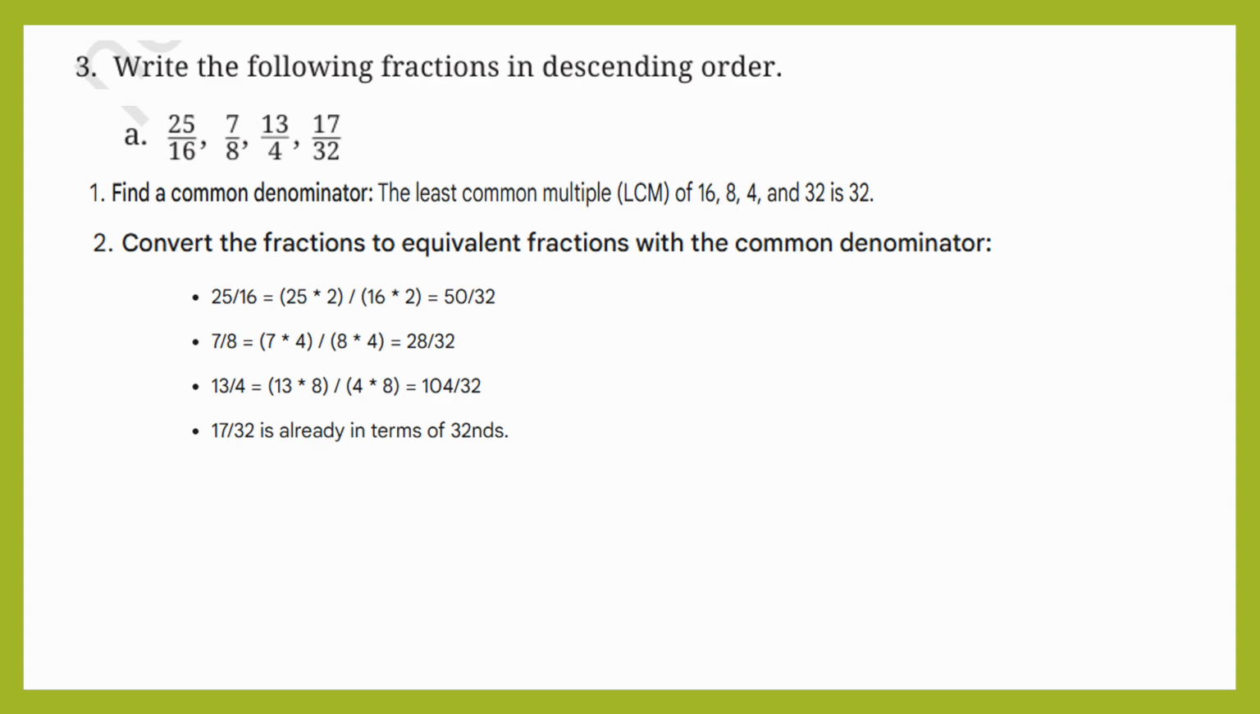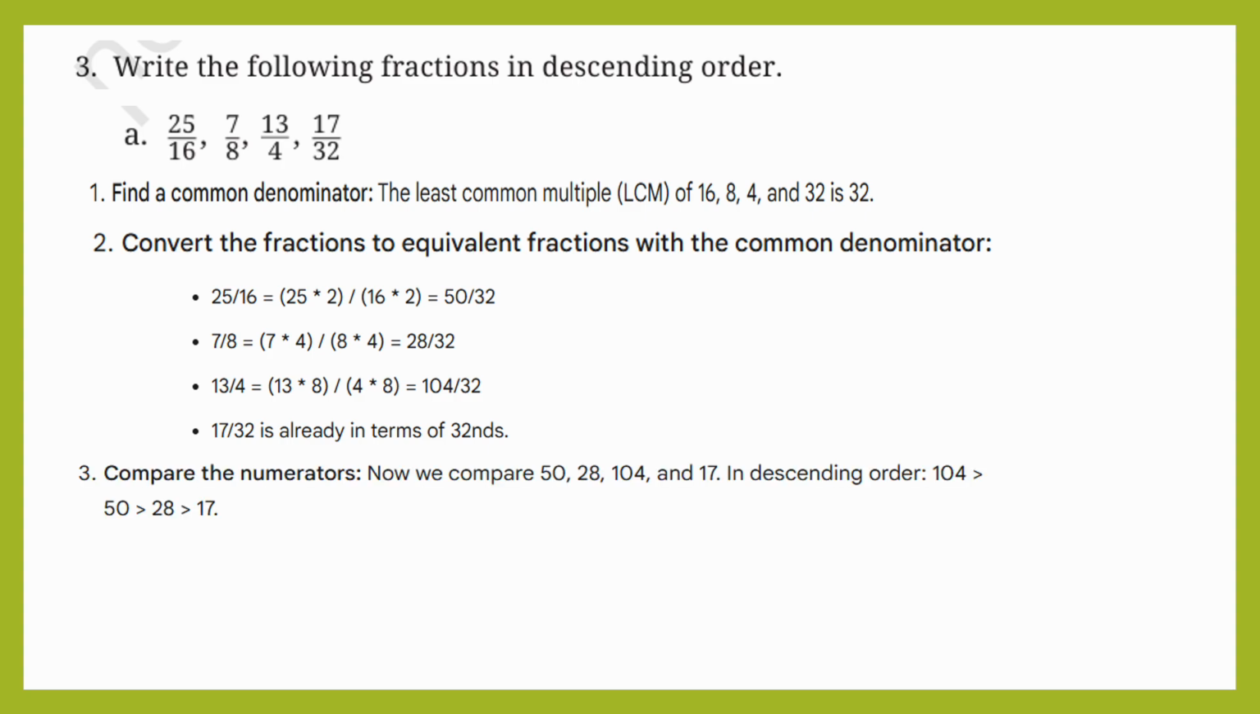Then 7 by 8. Multiply both numerator and denominator by 4. Then you will get 28 by 32. Then 13 by 4. Multiply both numerator and denominator by 8. You will get 104 by 32. Then 17 by 32 is already in terms of 32 as a denominator. Compare the numerators. Now we compare 50, 28, 104 and 17. In descending order, 104 greater than 50 greater than 28 greater than 17.